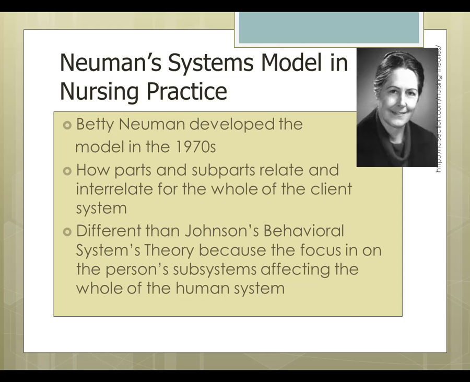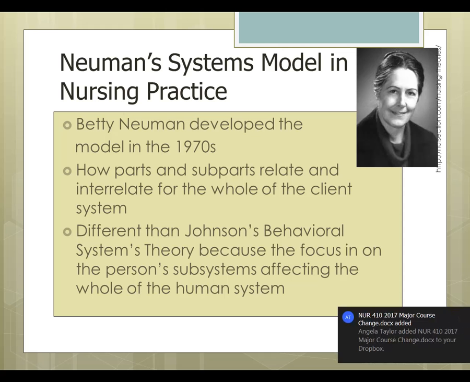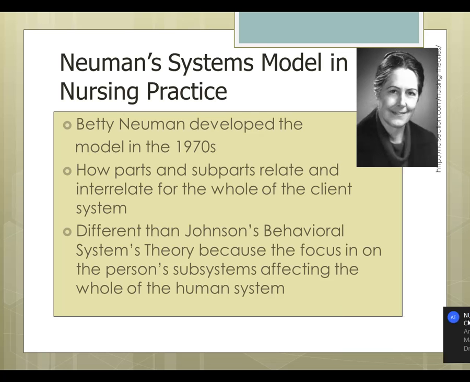I think that Betty Neuman's model is one of the easier ones to really understand, because it really focuses in on each subsystem within the individual a little bit more clearly, I think, than Johnson's behavioral systems theory.